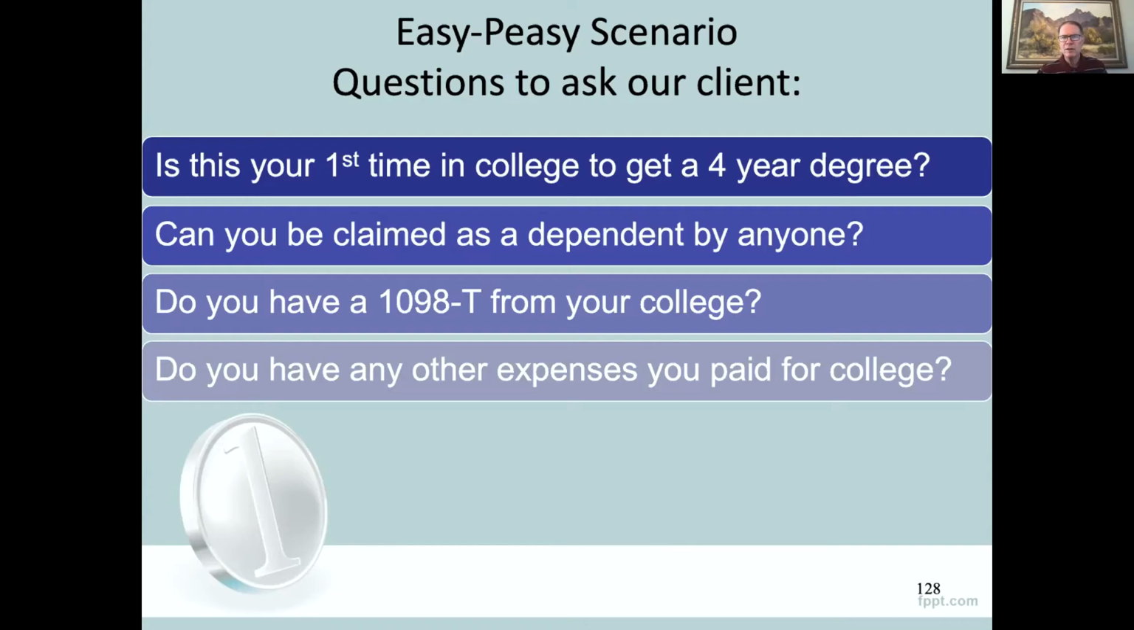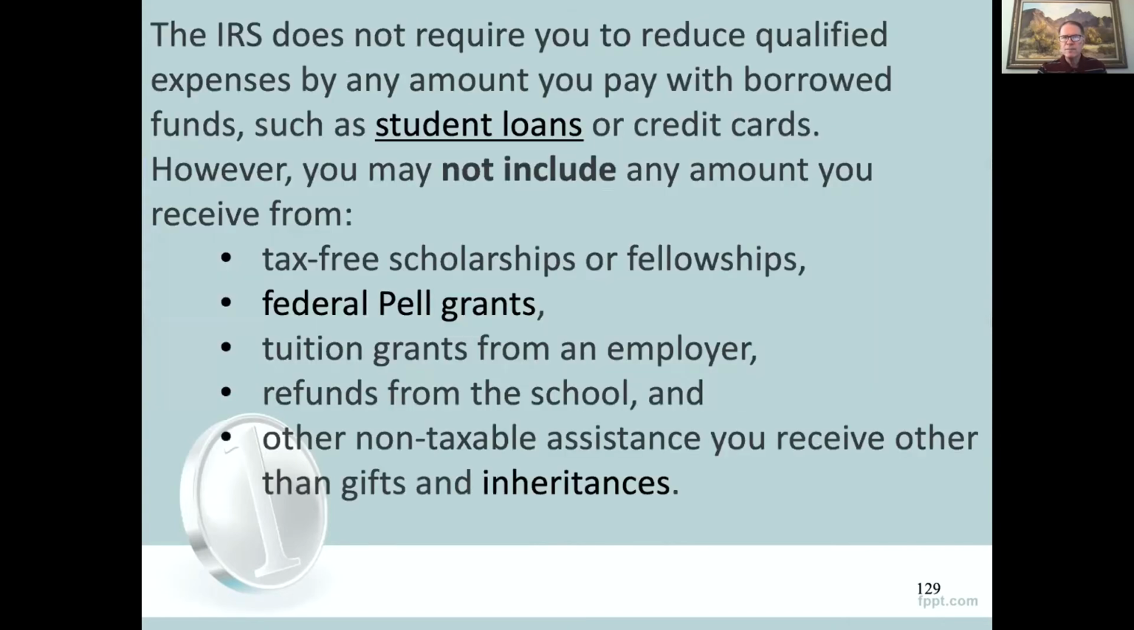Now, if it's the parent of the student who comes in, and you ask, is this your child's first time in college to get a 4-year degree? Yes. Okay, great. Can your child be claimed as a dependent by anybody else? No, we're still looking good. Do you have a 1098-T from your college? Yes. Okay. Then you ask, what other expenses do we have to add to this? Because the 1098-T covers just the expenses that the college had. And that's the fourth question. Do you have any other expenses that you paid for college? So those are the things we want to ask our clients.